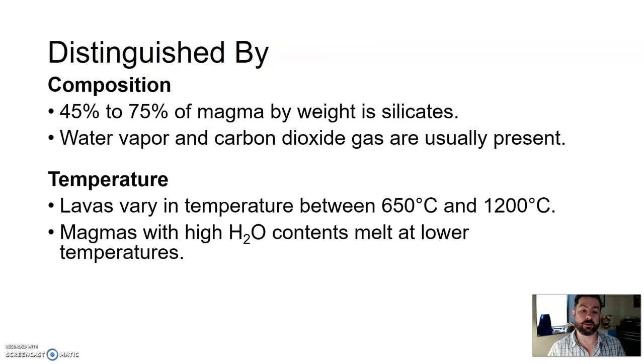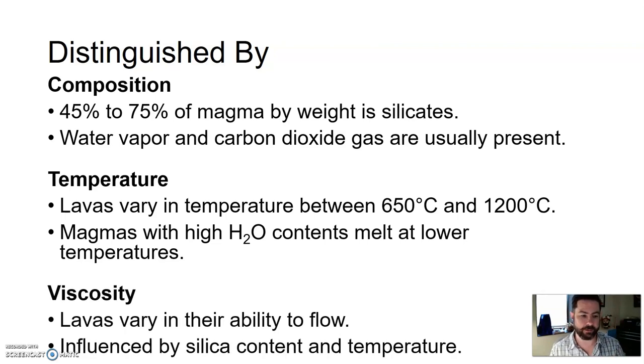And then temperature. So lavas vary in temperature from a cool 650 degrees Celsius all the way up to 1,200 degrees Celsius when these things are at or near the surface. Magma with a higher water content melts at lower temperatures. So it goes again to the chemical makeup of the magma. And then viscosity. So different magmas have different composition, they have different temperatures and different viscosity, which is their ability to flow. So a low viscosity, very runny, high viscosity, very sticky. And again, that's influenced by silica content melted in the magma itself, quartz content.